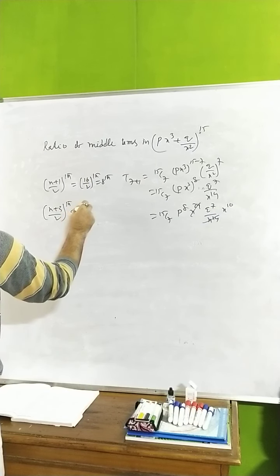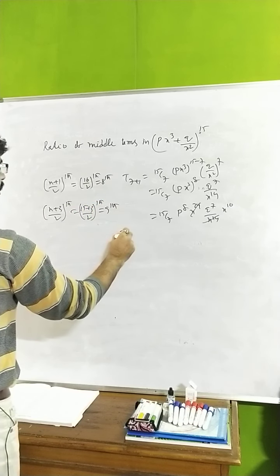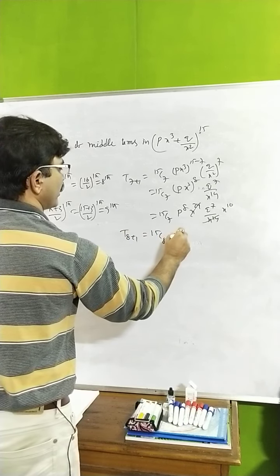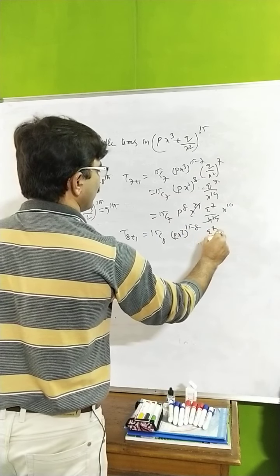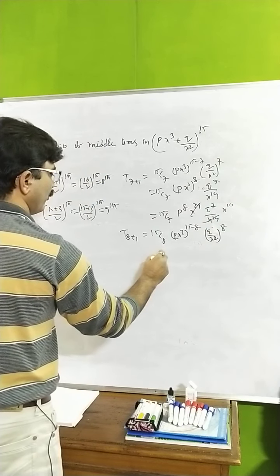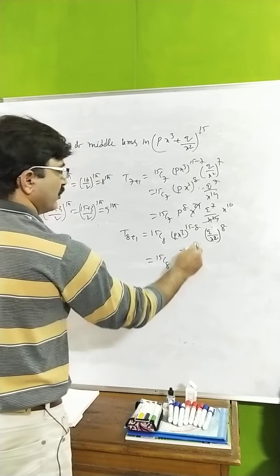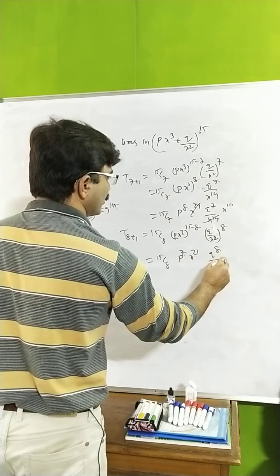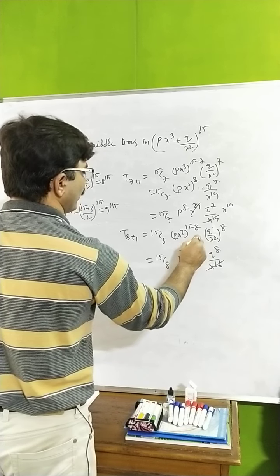If you write here (15 plus 3) by 2, what you will get here? 9th term you are getting here. T(8 plus 1). What is that? 15C8, (px cube) whole to the power of 15 minus 8 and (q by x square) whole to the power of 8 we are writing. Now 15C8, no problem. Here we can write p to the power of 7, x to the power of 21, because 7 we are getting now. That's why q to the power of 8 divided by x to the power of 16. So if you cut it off, x to the power of 5 is left out.